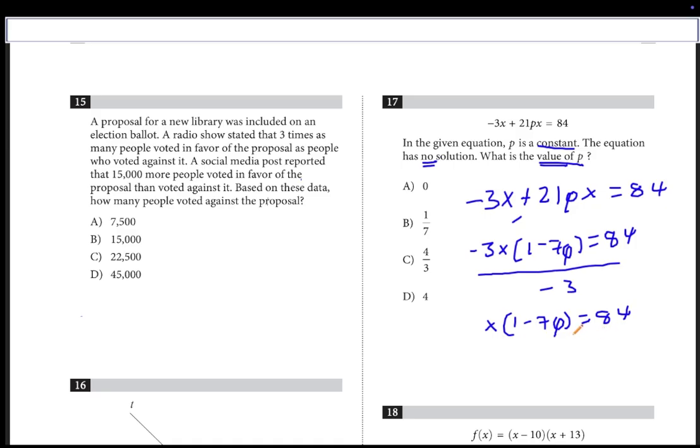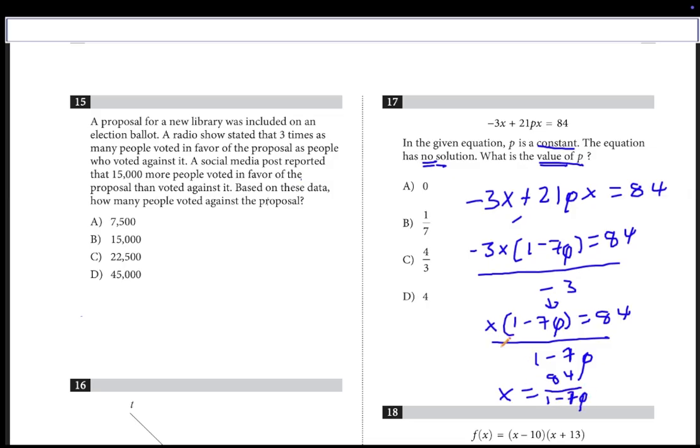So now, here's the tricky part. A lot of people would divide both sides by x and then solve for p, because it asks what is the value of p. So of course you want to solve for the variable p by itself, right? No. Based off this information, the equation has no solution. So that means we have to put this equation into a form where it creates an undefined number. So you have to divide both sides by 1 minus 7p, as one of the ways to create an undefined number is to have the denominator equal 0.